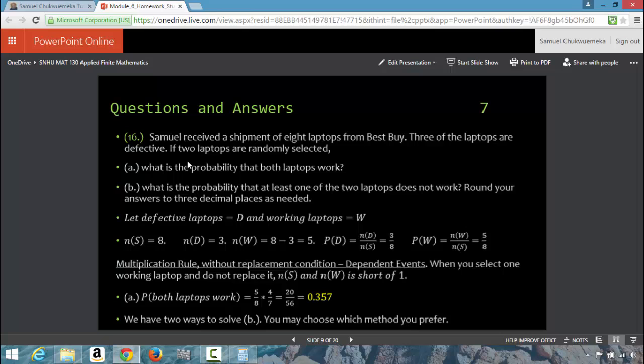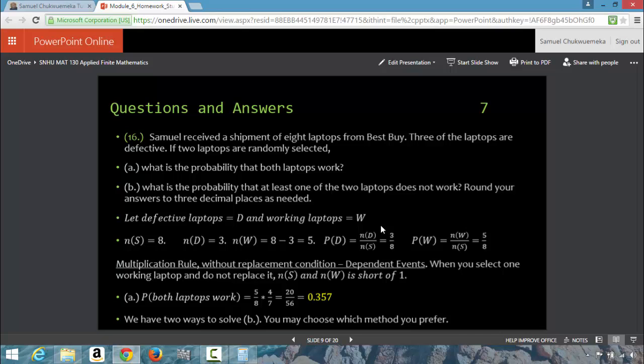Let's define the terms first so that it will be easier for us. Let the defective laptops be D and let the working laptops be W. The cardinality of the sample space is 8 laptops. Defective ones is 3. Working laptops is, of course, 5. So what is the probability of selecting a defective laptop? 3 out of 8. What is the probability of selecting a working laptop? 5 out of 8. In this case, we are looking at dependent events, which means it's without replacement.